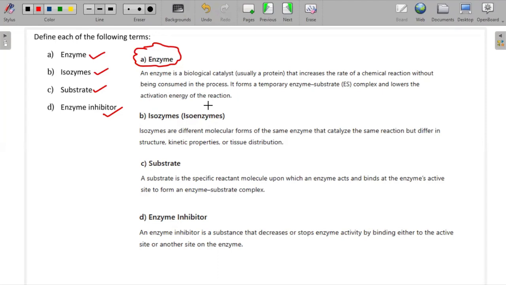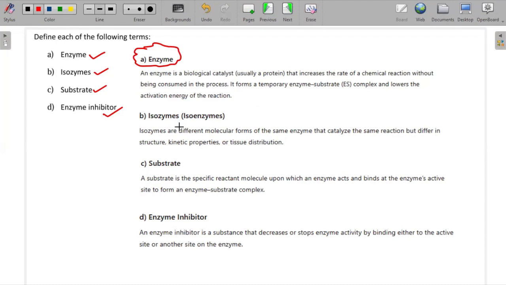Okay, so you can use your own words, but don't run away from the meaning or what actually the enzyme does, which is just speeding up the rate of a chemical reaction. And how does it do that? It forms a temporary enzyme complex or enzyme substrate complex, which then lowers the activation energy so that the reaction can be faster.